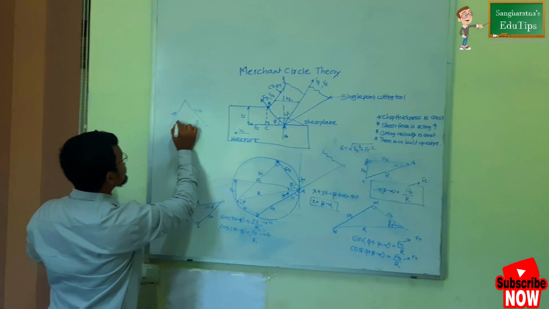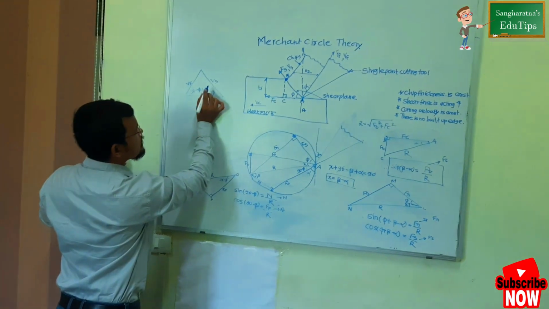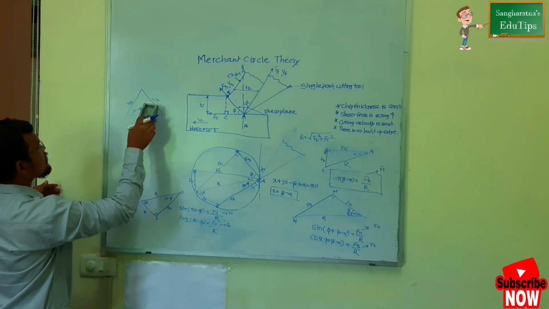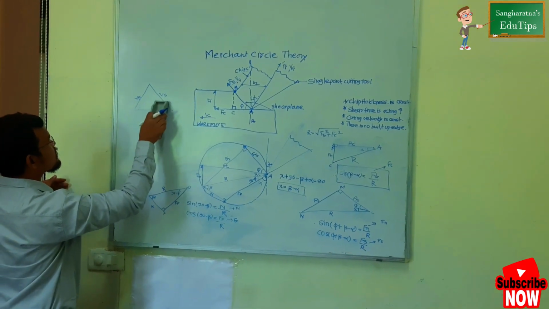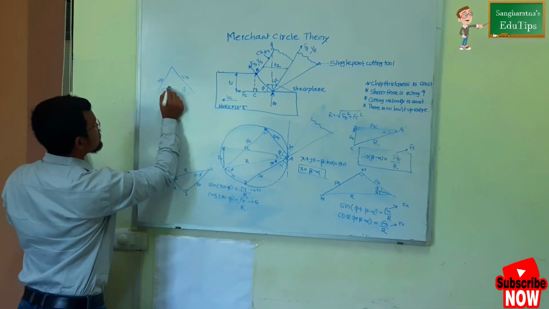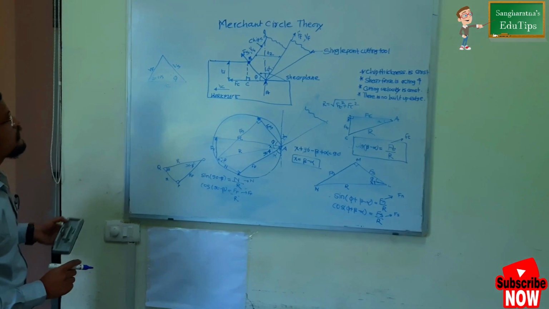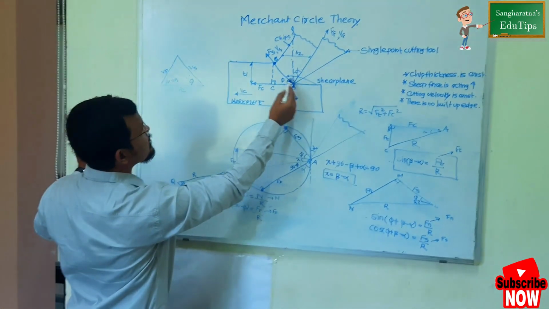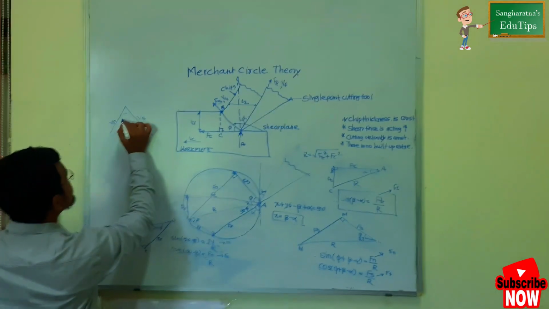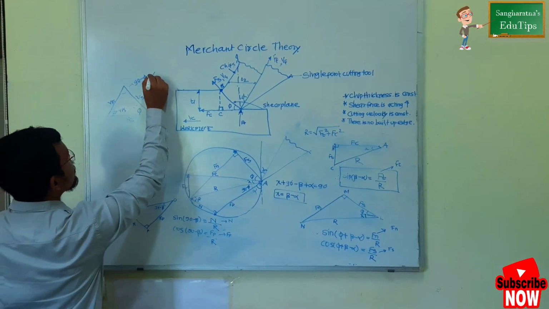So this angle is 90 minus phi, plus phi, plus alpha. So what will we get here? Simply 90 plus alpha. So this angle also we came to know. Now the angle between VF and VS will be 90 minus phi plus alpha.